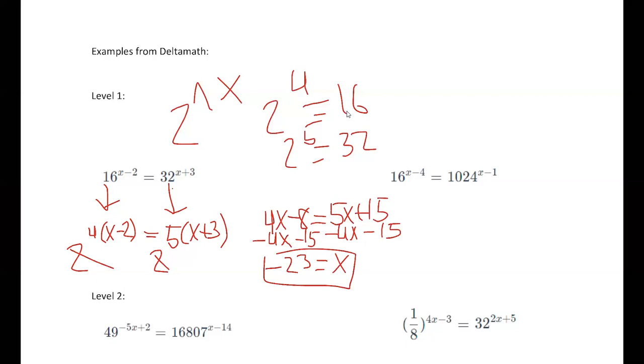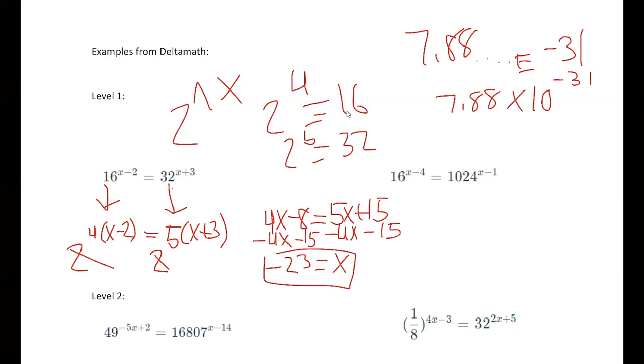If you have a graphing calculator, this is what it shows up as in my calculator. You see a capital E. That's really scientific notation. Not that it really matters for what we're doing, but that's how your calculator is showing you that.